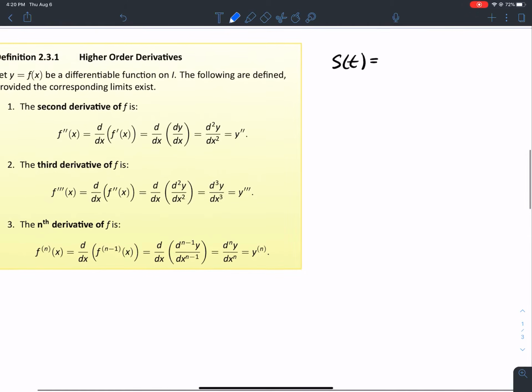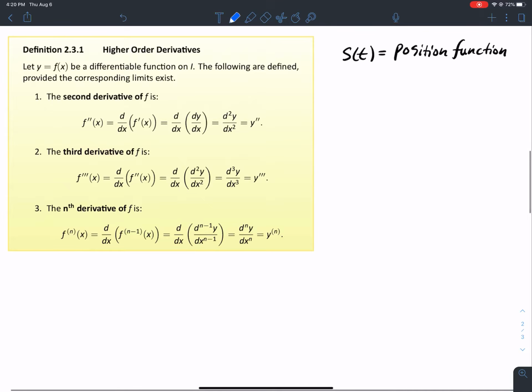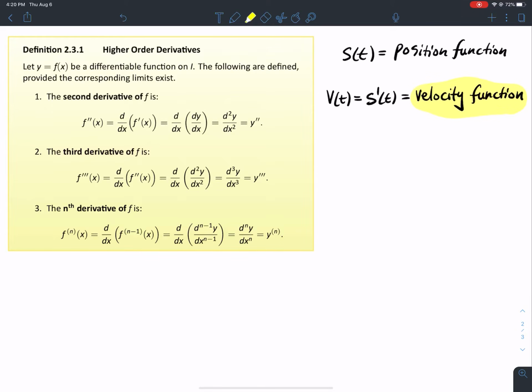So we have s of t, which is, recall from an earlier video, I think 2.2 maybe. This is the position function. It tells us how far we are away, the distance traveled. Now, v of t, we talked about that. That's defined to be the first derivative of the position function. So that's the velocity function right there. I'm going 92 miles per hour, all right?